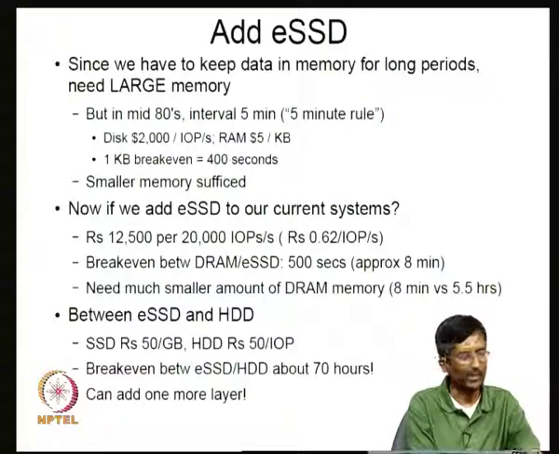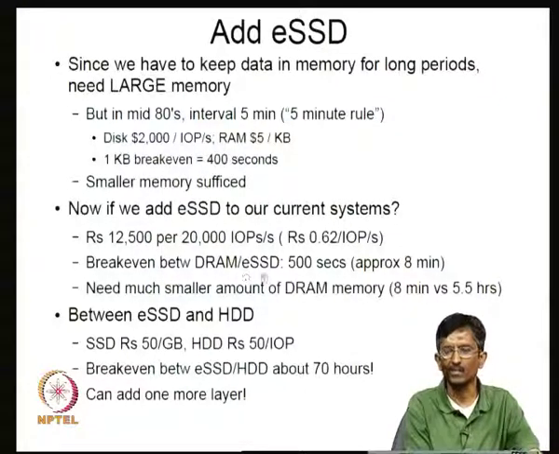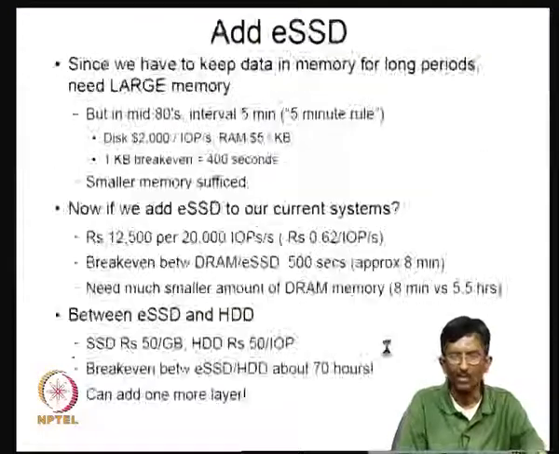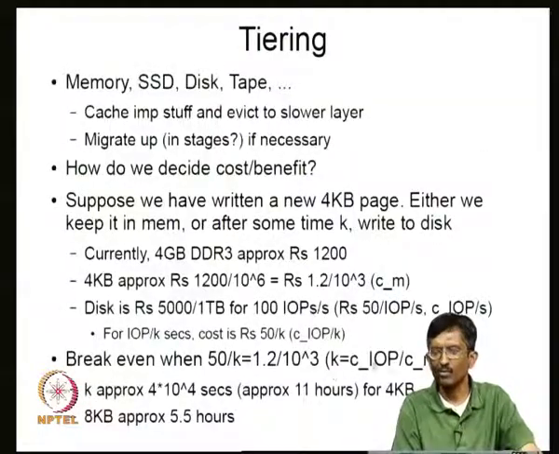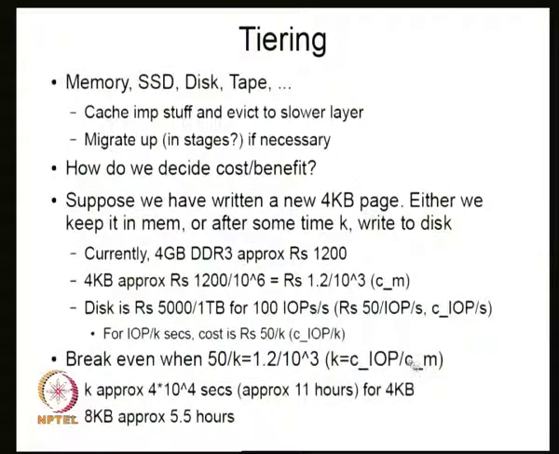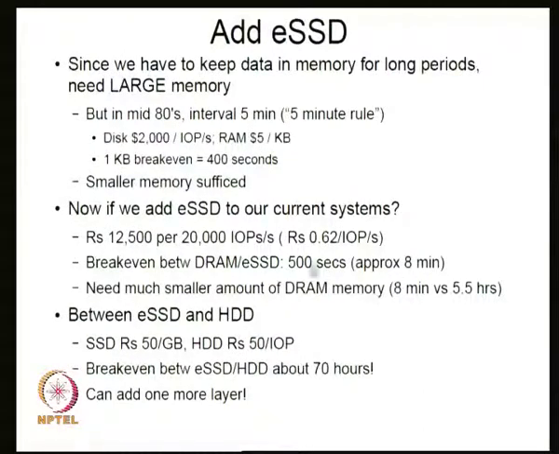You can see there is a tremendous difference in the cost. So if you calculate the same thing, the break even between DRAM and eSSD turns out to be 500 seconds. How am I calculating break even? I am using the same formula here: C IOP by CM. So I put 0.62 divided by CM, which is this much, 1.2 to the power. If I do that, it comes out to 500 seconds, approximately 8 minutes.